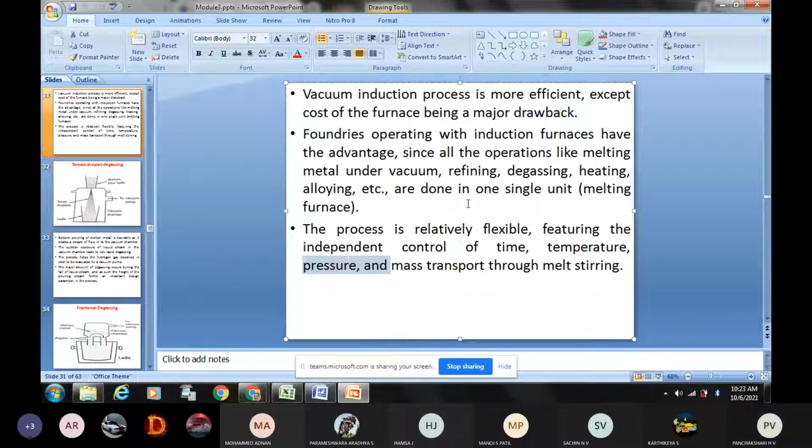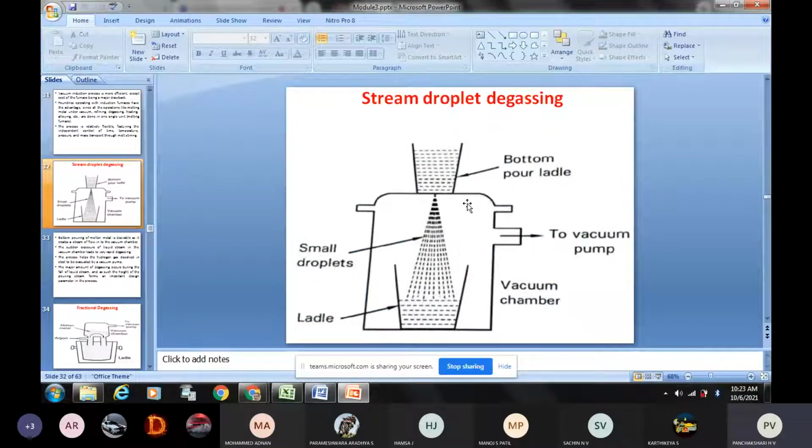induction degassing. The next type of degassing technique is stream droplet degassing.